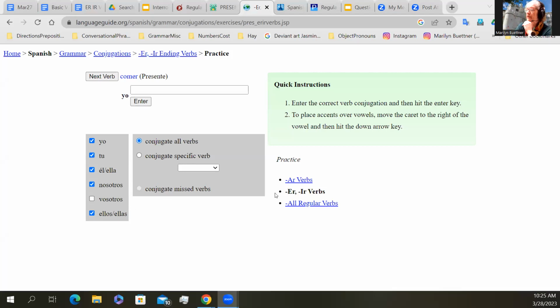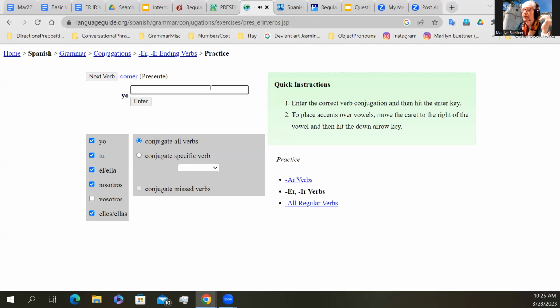When I give you the link for this, what you want to do when you go into this site is click to take out vosotros, unless you specifically want to practice the vosotros forms, right? For Latin America, vosotros is irrelevant. For Spain, it's very commonly used. So it depends on where you're traveling, right?